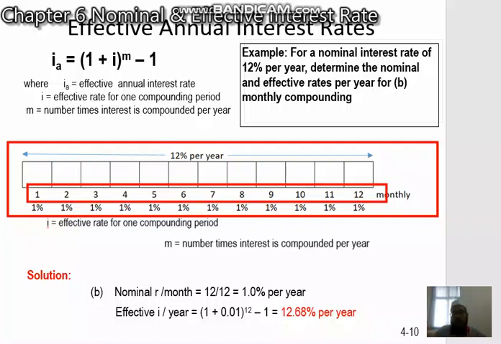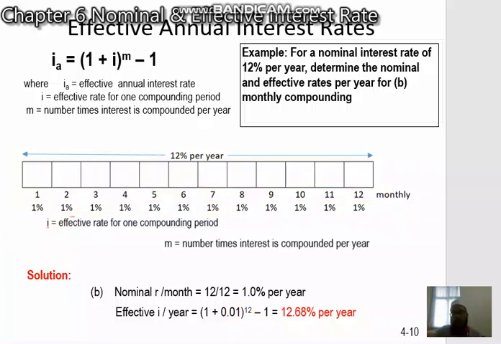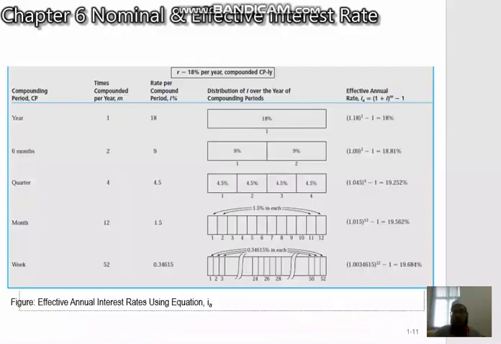So we replace into the formula, as we did just now. i is 0.01, the effective rate for one compounding period, and M is 12 times compounding in a year. So for a nominal interest of 12% per year, compounded monthly, the annual effective interest rate is 12.68% per year.